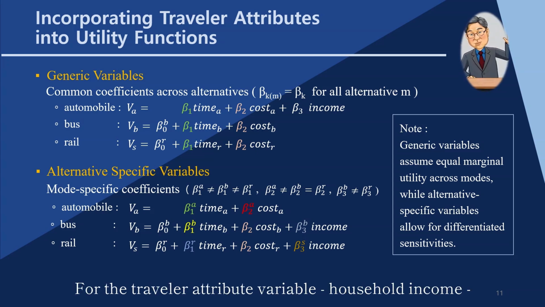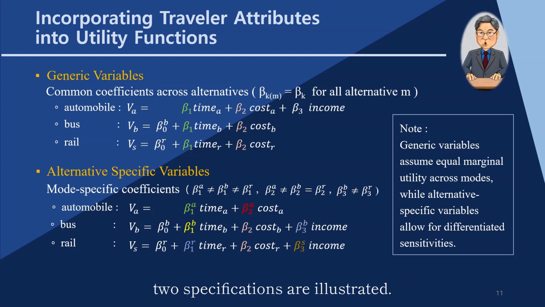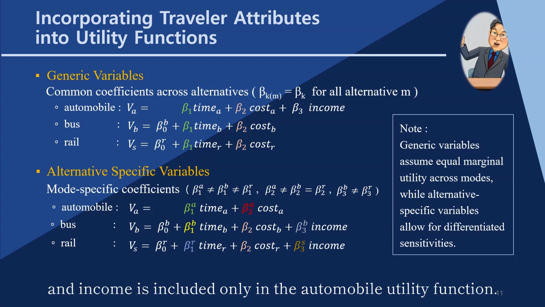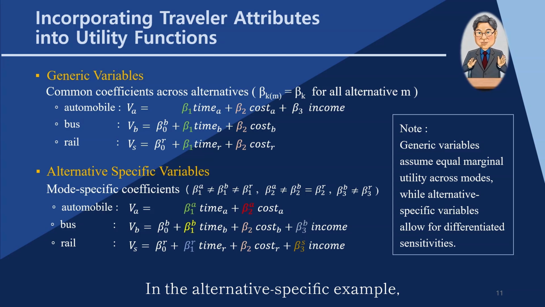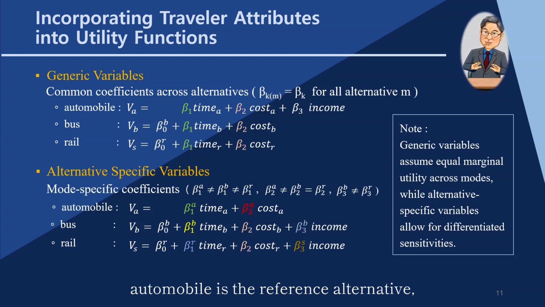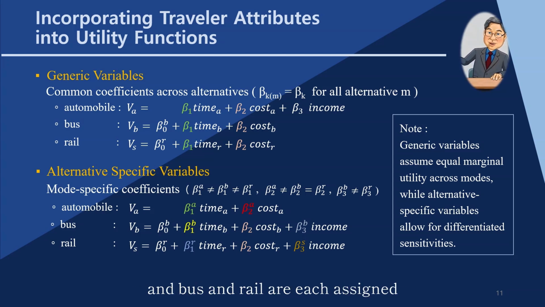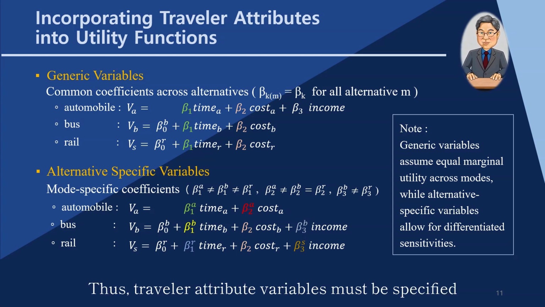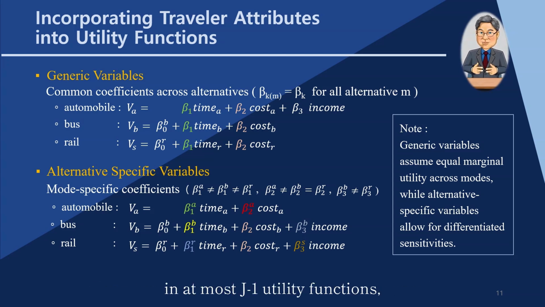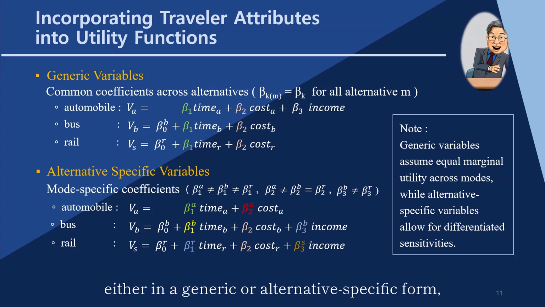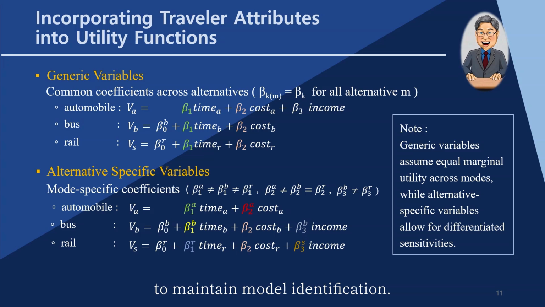For the traveler attribute variable, household income, 2 specifications are illustrated. In the generic type example, bus and rail serve as the reference, and income is included only in the automobile utility function. In the alternative-specific example, automobile is the reference alternative, and bus and rail are each assigned their own income coefficients. Thus, traveler attribute variables must be specified in at most j-1 utility functions, either in a generic or alternative-specific form, to maintain model identification.